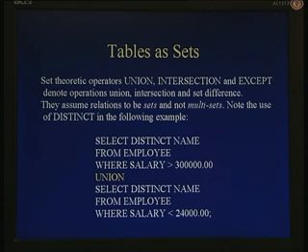The example here says select distinct name from employee where salary is greater than 3 lakh, union select distinct name from employee where salary is less than 24,000. So essentially it is selecting the set of all names of employees who are earning more than 3 lakh and combining them with the set of all names of employees who are earning less than 24,000, and duplicates are removed in these sets of names. So the union operator assumes that duplicates are removed when it is performing the union of these two sets.